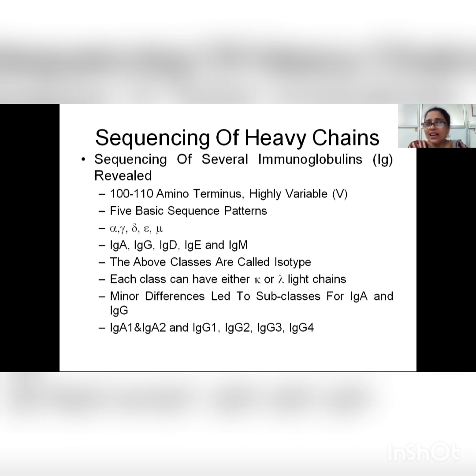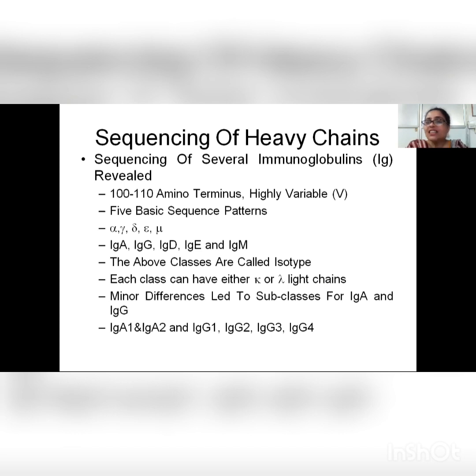So as they have been named on the Greek letters, in English letters, Ig stands for immunoglobulin, I capital, G small, and then IgA is alpha, IgG is gamma, IgD is delta, IgE is epsilon, and IgM is mu. So the above classes are also called isotypes.